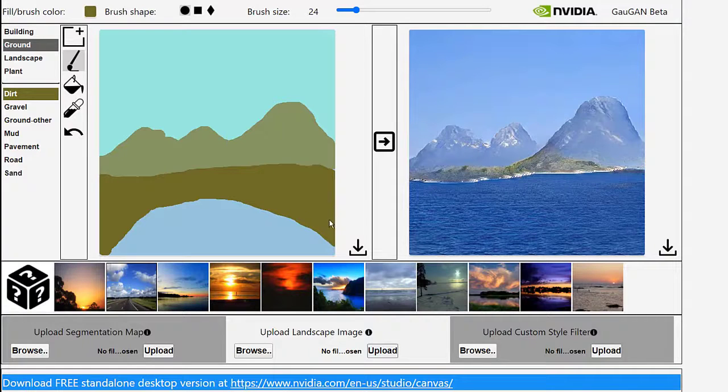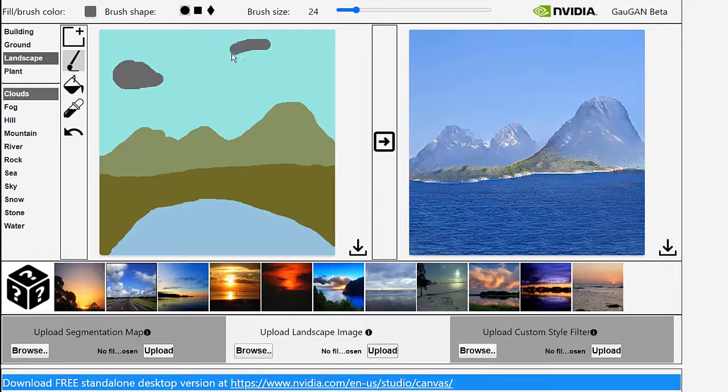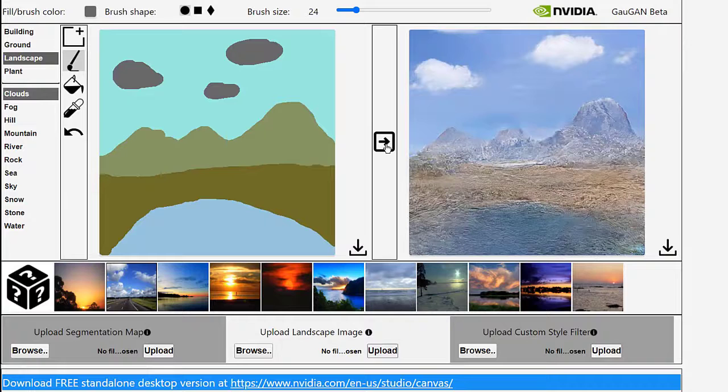And while we're at it, let's put some happy little clouds up there too. How about one there, one here, and one over there. And there we have our little fake landscape.